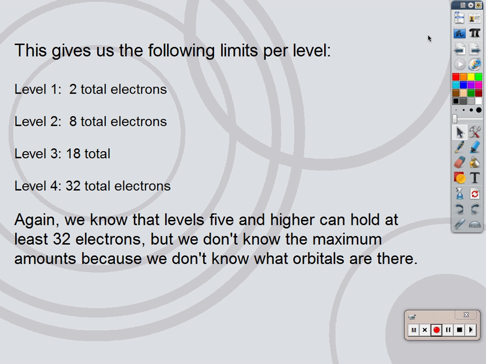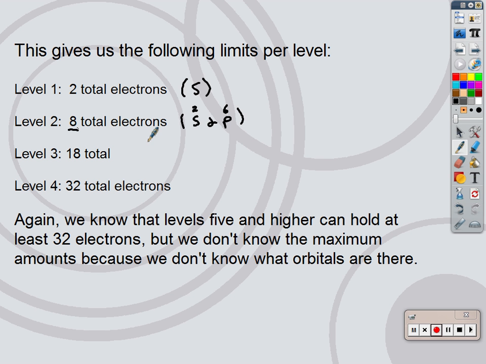Add up all the orbitals that you have on any given level, and you can get the total for that level. Again, we said all that you have on level 1 is an s orbital. It can only hold 2. The maximum number of electrons level 1 can hold is 2. On level 2, we have s and p. You can put 2 in the s orbitals. You can put 6 in the p orbitals for a total of 8.